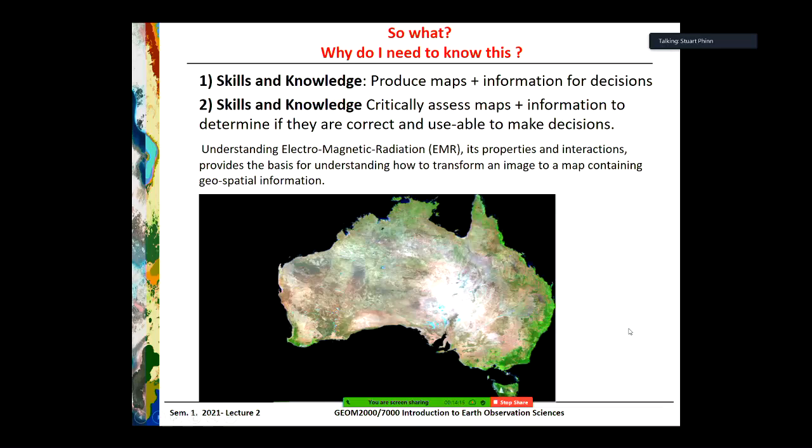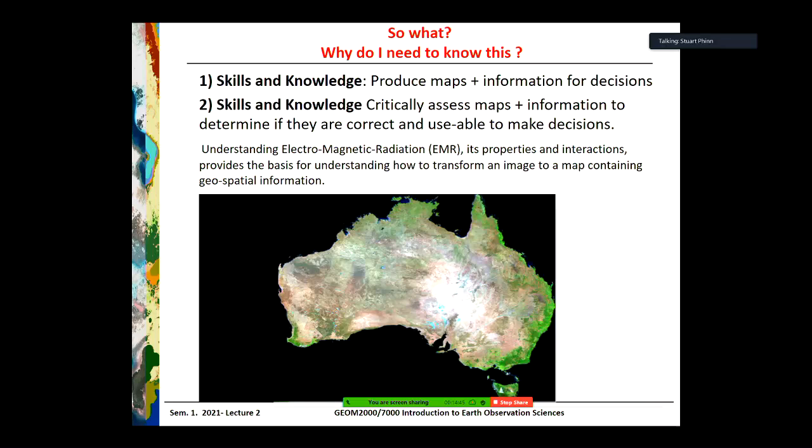Okay, so why are we getting into the science part of this? There's two levels. Some of you are going to be in positions where you're collecting satellite and airborne imagery and have to turn it into usable maps and information. So the skills and knowledge that you use to collect a satellite image, process it, and deliver information that people can use depends on understanding these electromagnetic interactions.